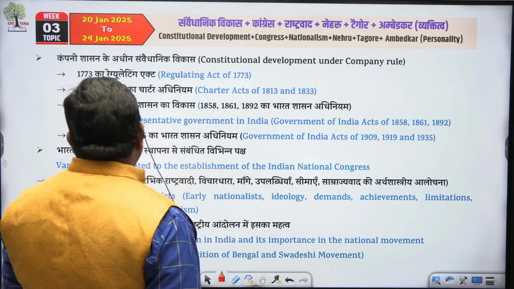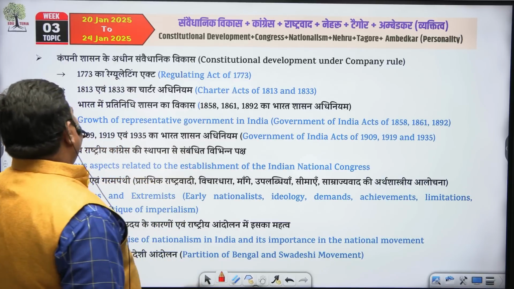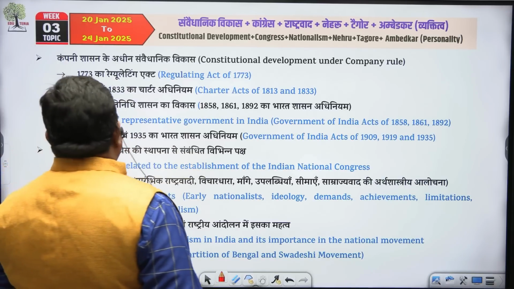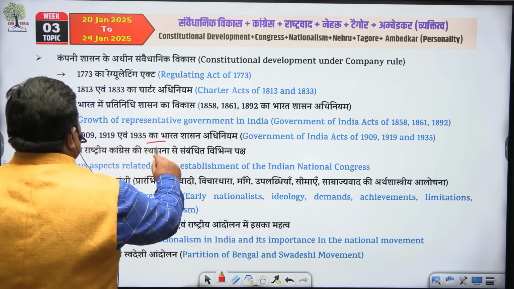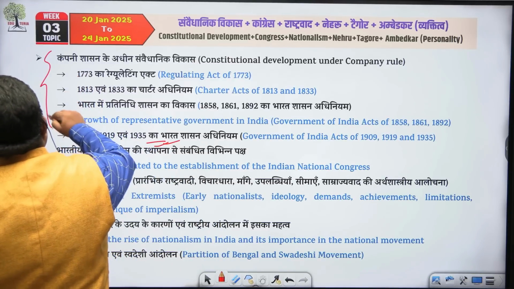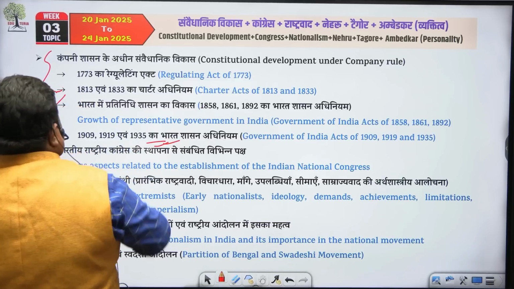Yes, a brief idea of the constitution, the development of the constitution from 1773 till 1935, the evolution of the constitution. They might ask you, they might not.